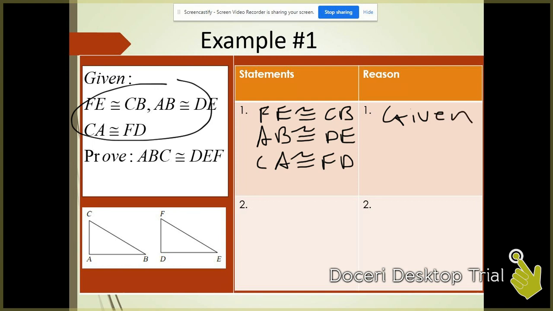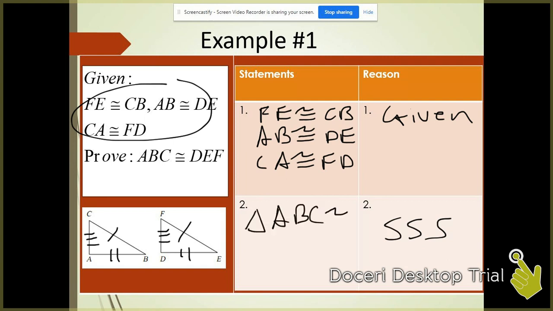Before I move on to my second statement, I'm now going to go ahead and mark my triangle. So again, we had FE and CB are congruent, then we had AB and DE are congruent, and then we had CA and FD are congruent. All right, now that we have all of our stuff marked, if we look at our triangles, we want to identify, are they congruent, and if so, how can we tell? Looking at these two triangles, they are both congruent using the side, side, side theorem. So then we would just go ahead and say that triangle ABC is congruent to triangle DEF.